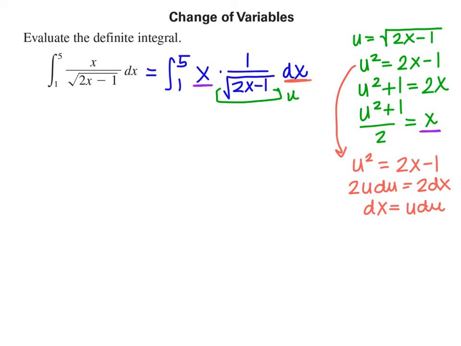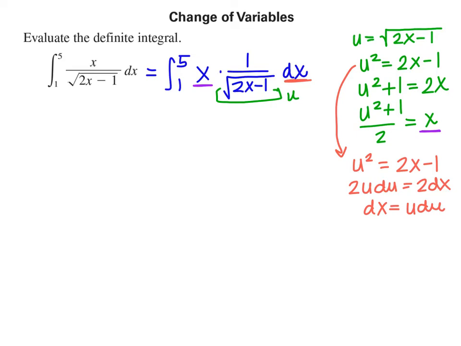And I'm going to make u the square root of 2x minus 1, because if I just make it 2x minus 1, it actually doesn't get me anywhere, and I can't replace all of my things here. Doing that, I'm going to square both sides, so I end up with u squared equals 2x minus 1, which helps me solve in terms of x. So if I have u squared plus 1, divided by 2, that gives me a value to plug in for x in terms of u. Great. Got something for this bit and this bit.